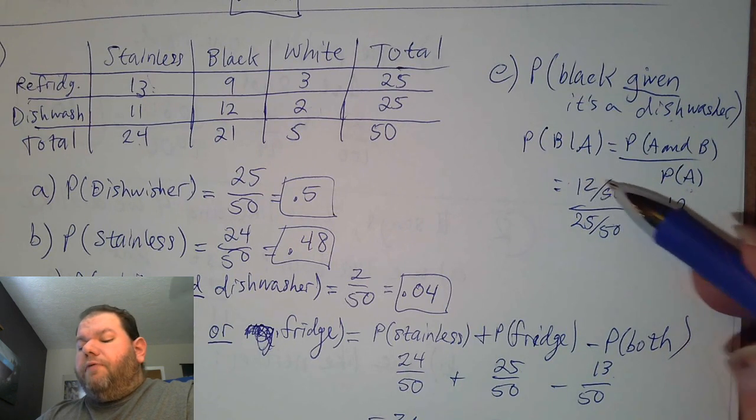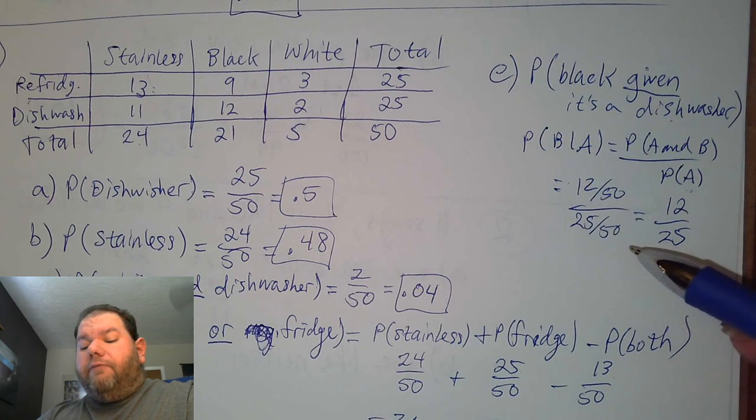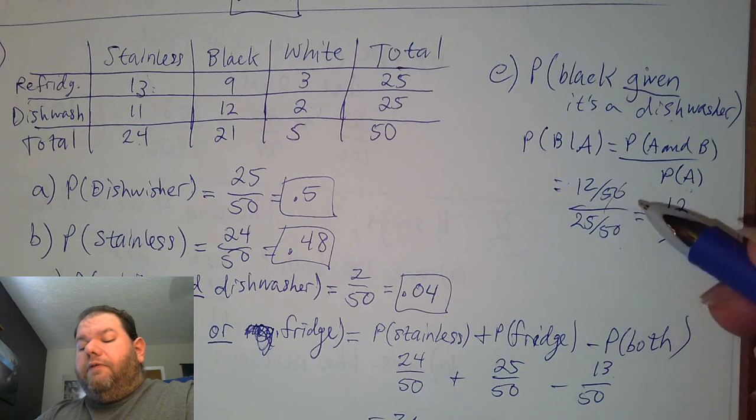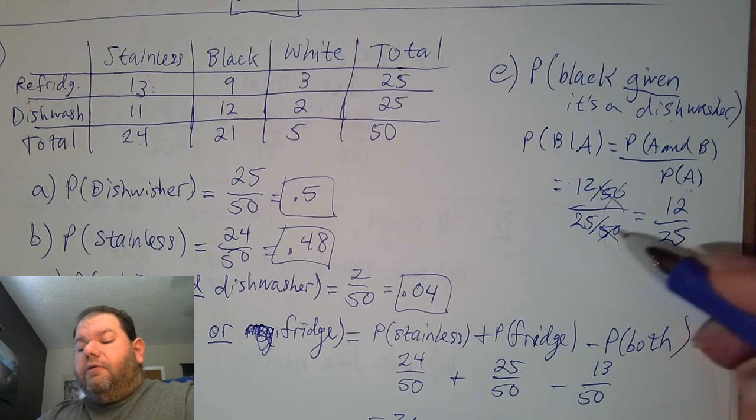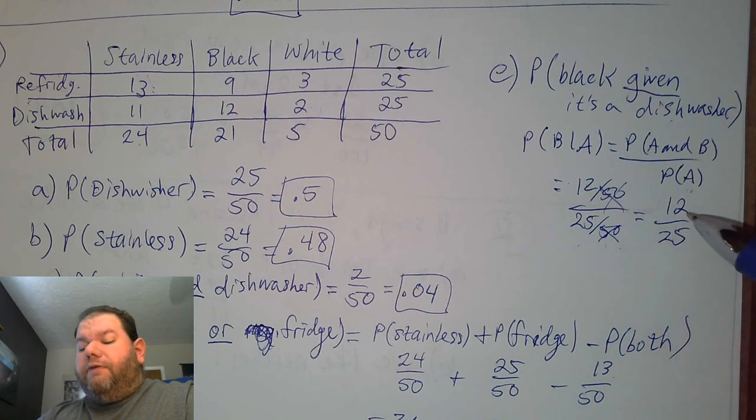Now, if we take 12 over 50 and we divide by 25 over 50, the 50s are basically going to cancel. So it's 12 over 25. And if we divide those, that'll be 0.48.